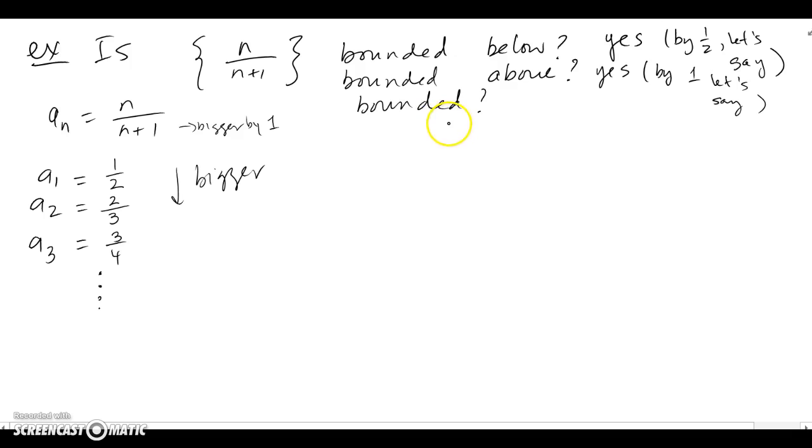Now, is it bounded period? It's bounded below and bounded above, so your answer is yes. Basically, you're saying that n over n plus 1 is always greater than or equal to a half, because that's the smallest it can be, and it's always less than or equal to 1, because that's the biggest it can be.